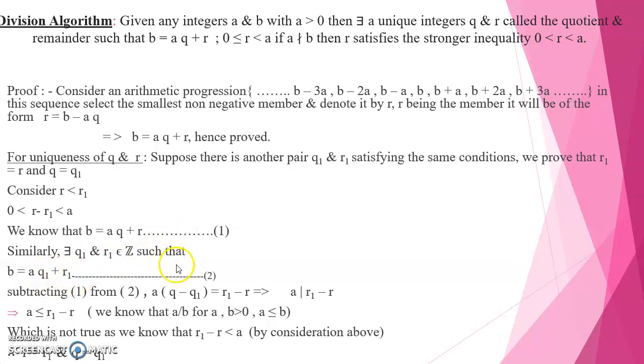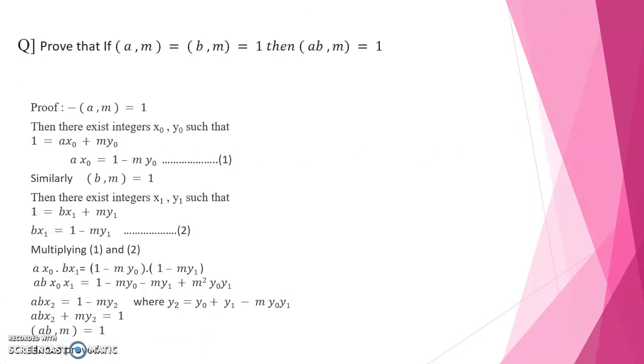From the first equation and the second equation, we subtract these two, so we have a times q minus q1 equal to r1 minus r, which implies that a divides r1 minus r, because we are applying the definition of divisibility here. And because of one of the properties of divisibility, which I have already stated here, that is, if a divides b and a and b both are positive, then a is less than or equal to b, we have a is less than or equal to r1 minus r. This is not true because we have considered r1 minus r is less than a. Hence, we have r is equal to r1 and q equal to q1.